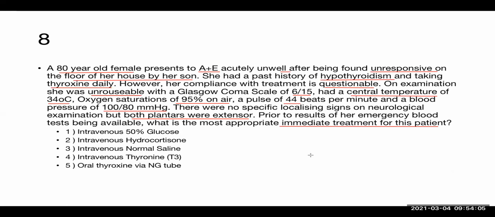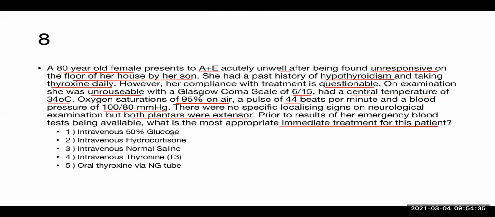Very fine. This is a case of myxedema coma, because this is a case of hypothyroidism, not compliant on the medicine. And look at the different features: hypothermia, severely bradycardic. All these features are there, and probably she already had brain damage because plantars were extensor. So to treat this condition, I need to choose a correct option from the list. So let's see what the options are.